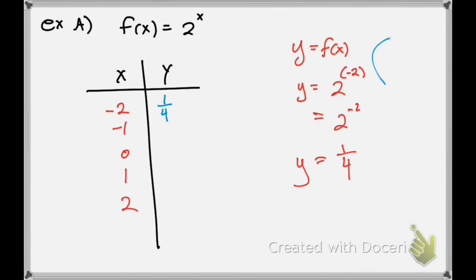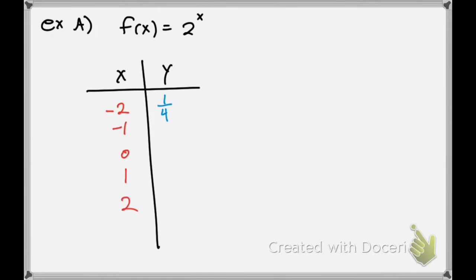Now let's start working my way down and just do this for each number right here. So y is equal to 2 to the -1. Well, that's 1 over 2, or 1/2.